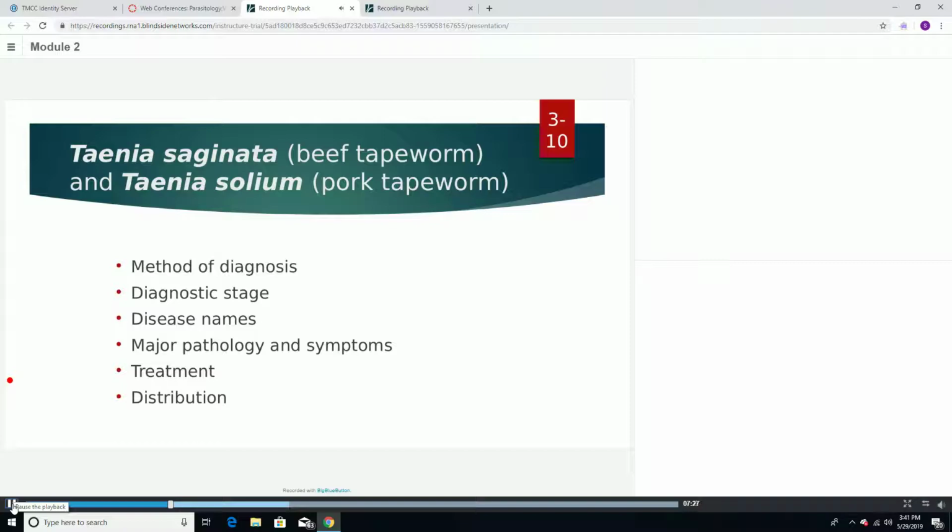So let's have a look at the diagnostic stage. We need to talk about distribution. Taenia saginata occurs in countries where beef is eaten raw or insufficiently cooked. It's found in the southern, southwestern United States areas. Taenia solium is where pork is eaten raw, and it's not as common in the United States. So we most often hear about Taenia saginata infections happening in the United States.